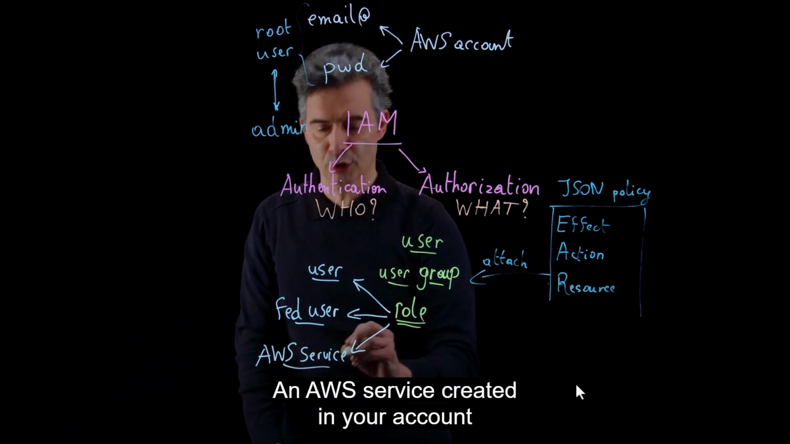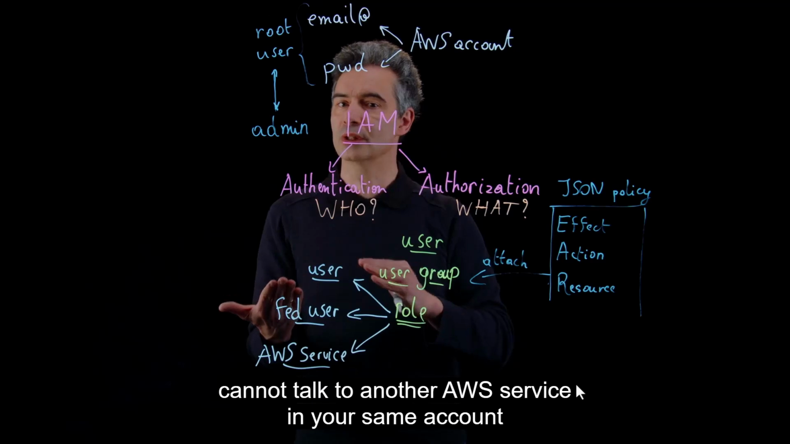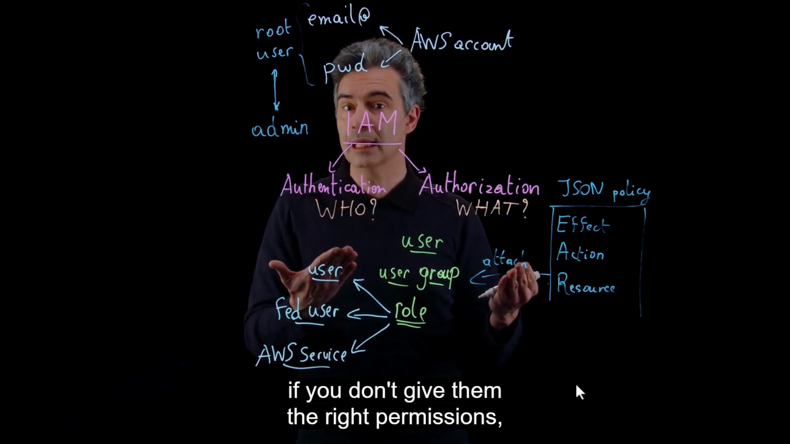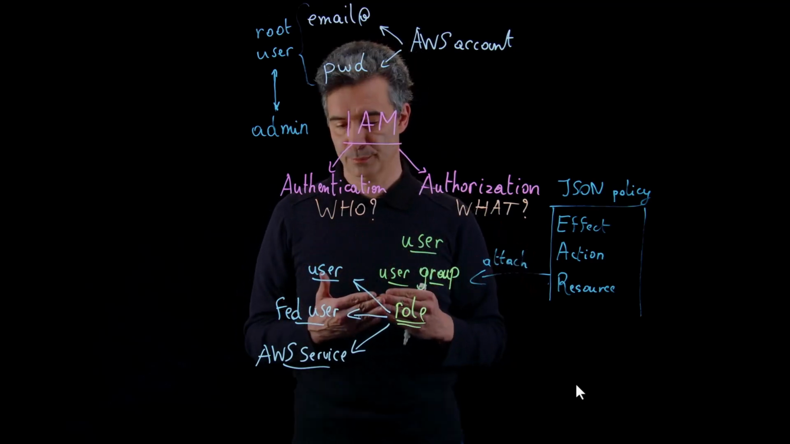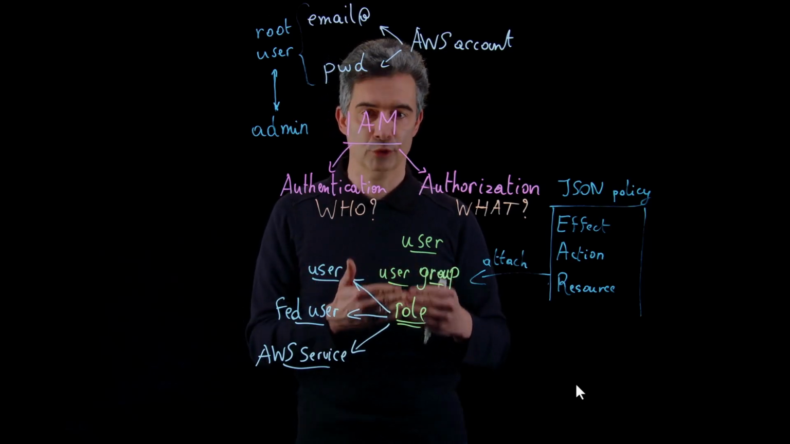An AWS service created in your account cannot talk to another AWS service in your same account if you don't give them the right permissions. And they will use a role for that.